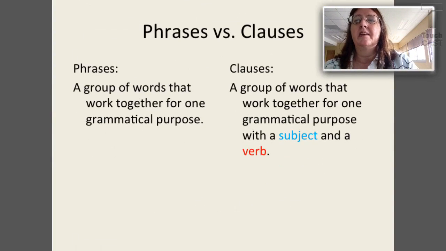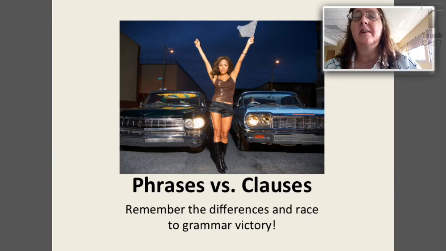So again, phrases and clauses. A phrase is a group of words that work together for one grammatical purpose. A clause is a group of words that work together for one grammatical purpose, but also contains a subject and a verb. So, before we can go on discussing grammar, we need to make sure we understand the differences between phrases and clauses. And as long as you remember the differences, the rest of our grammar lessons should go a lot easier.